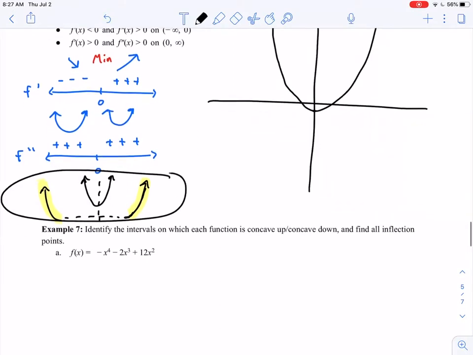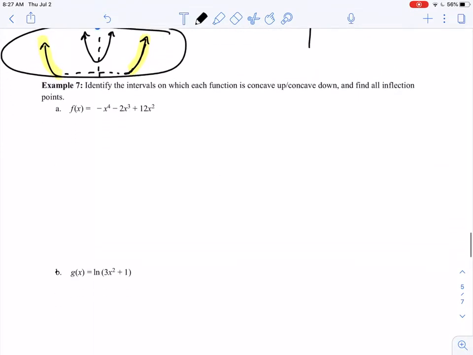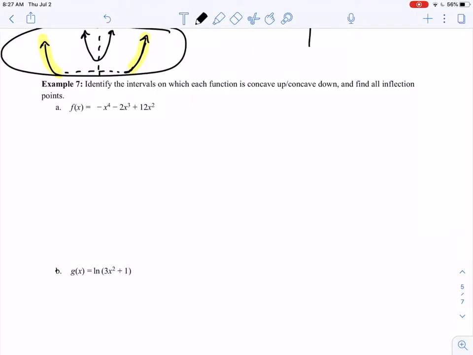Let's look at a couple more examples here, some algebraic examples. Here I would like to identify the intervals where each function is concave up or concave down and find the inflection points. And we'll actually see that the mechanics, the process of solving these types of problems, is really similar to the problems that we were doing earlier with determining where our function was increasing or decreasing and finding the local extrema. Really, the only difference is, because now we want to talk about concavity and inflection points, we're going to be repeating most of that process with the second derivative rather than the first derivative.